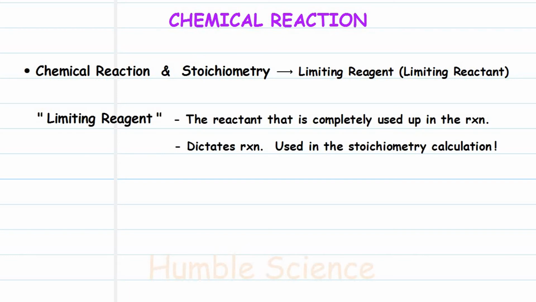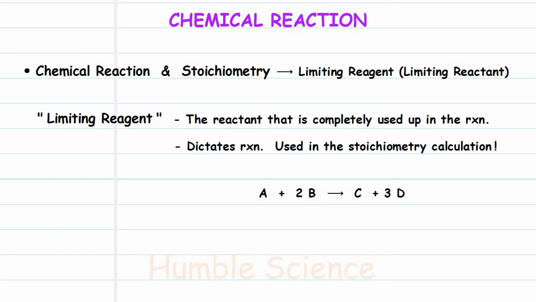Limiting reagent or limiting reactant is the reactant that will be completely used up in that reaction. So it is the species that will dictate the reaction, and we will use it in the calculation. Let's say we have a reaction of A plus 2B forming C plus 3D.